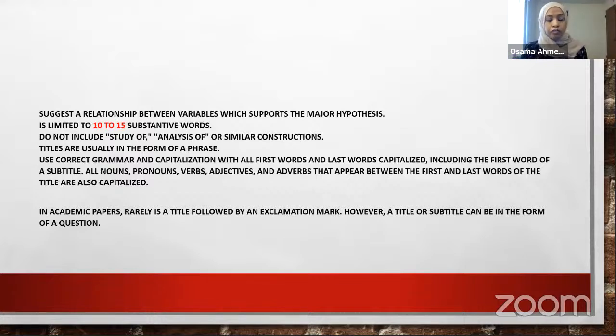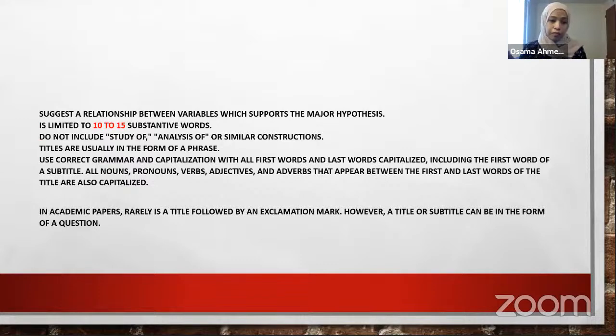The titles are usually in the form of a phrase or a sentence. They are not usually in the form of a question, though some researchers say questions are okay, but a lot of them say you need to stick to a phrase or a sentence. And of course, you need to use correct grammar and capitalization. The first word and the last word of your title are capitalized, including the first word of the subtitle. All nouns, pronouns, verbs, adjectives, and adverbs that appear between the first and the last word of the title need to be capitalized as well.